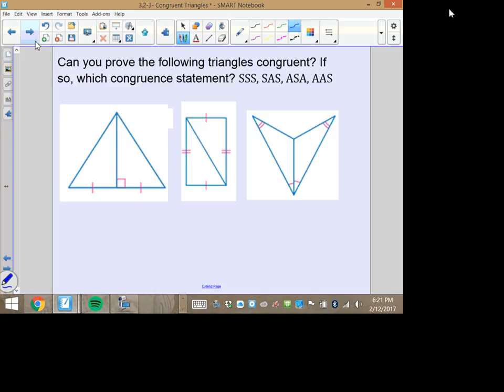Here's a little more practice. Can you prove these are congruent? This one, yes, because you have side-angle-side. That was one of our theorems. Then here, since that shared side is on both, we have side-side-side, so yes. And then again here, we have a side, but we have angle-angle-side, so that's a yes.